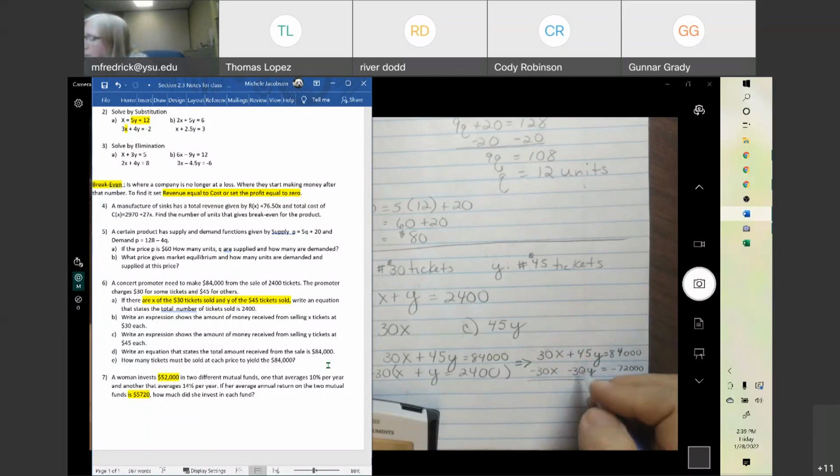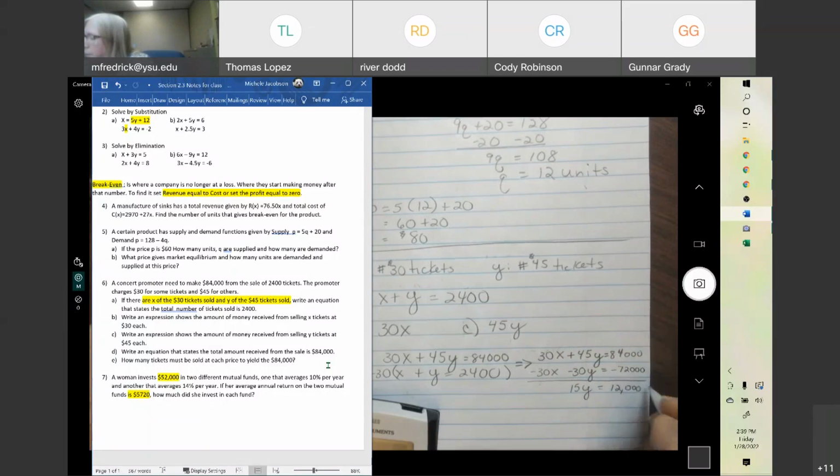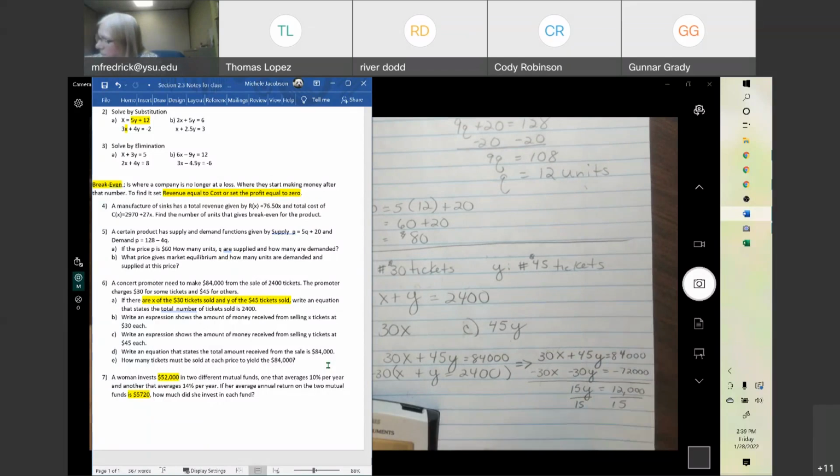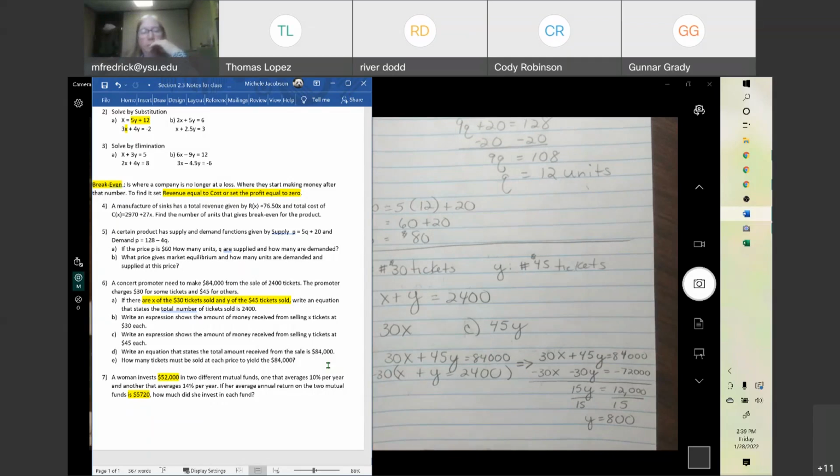Going down, we have 15y equals 12,000. Divide by the 15. Got 800. Any questions on that part?